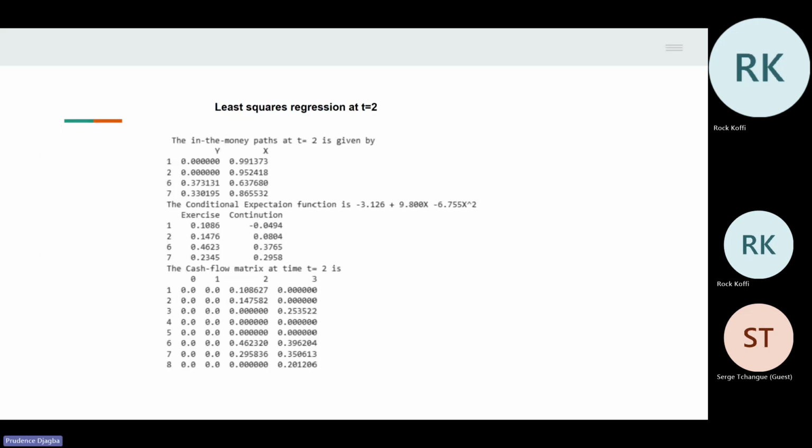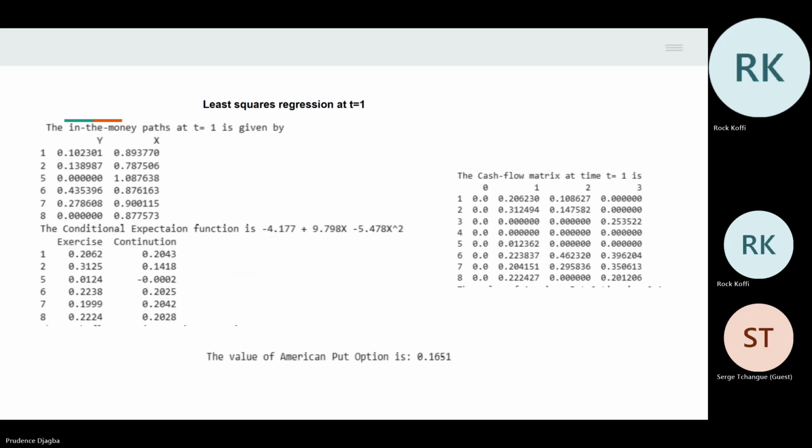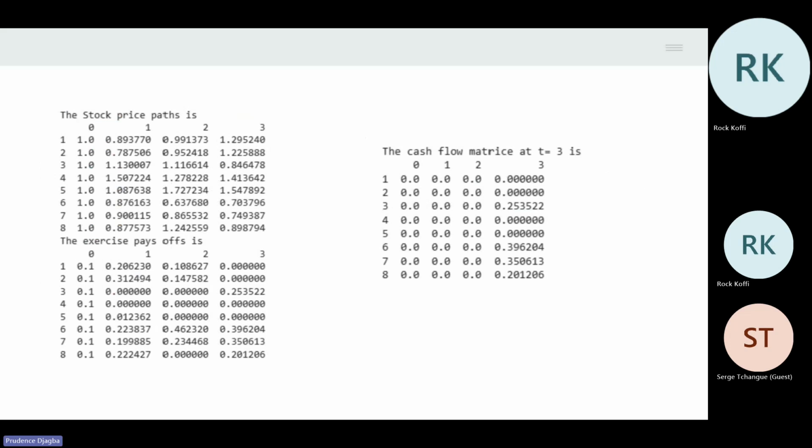And the next, because we also need to go one step backwards again to t equal to 1, we do the same thing. We first check the stock price and the exercise payoff. When we look at the exercise payoff at t equal to 1, the parts 3, 4, we get 0 value there. So we cannot exercise at that time. So we just dismiss them, and we focus on the parts 1, 2, 5, 6, 7, and 8.